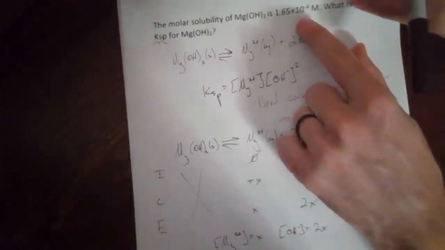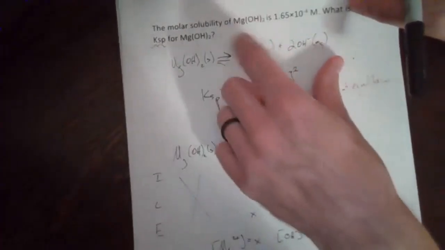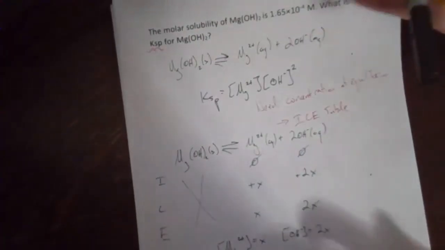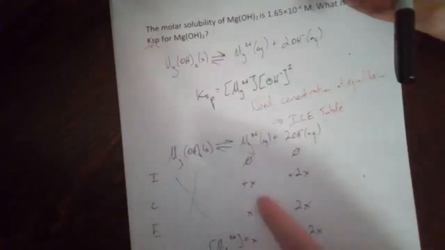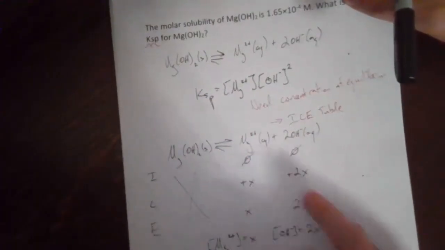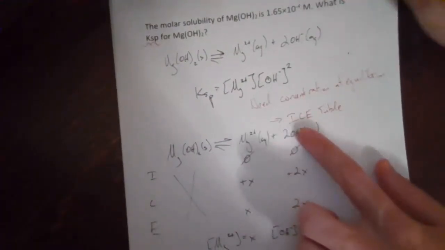So the question is, where does x come from? What is the value for x? Because that's what we would need to plug in to get the value for KSP. And that x is going to be equal to our molar solubility. This tells us the molarity of the magnesium hydroxide that would be there. Basically, 1 mole of this gives us 1 mole of magnesium and 2 moles of the hydroxide. So x is always going to be your molar solubility.